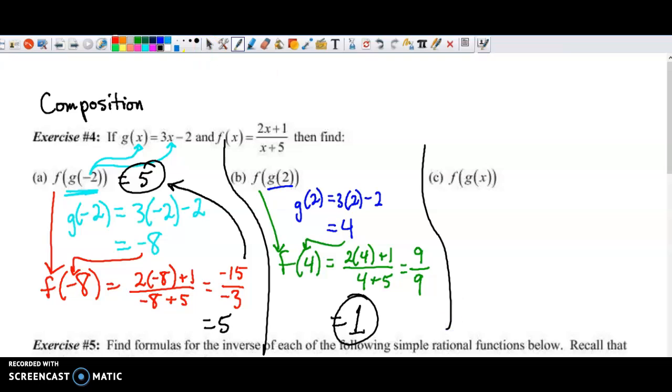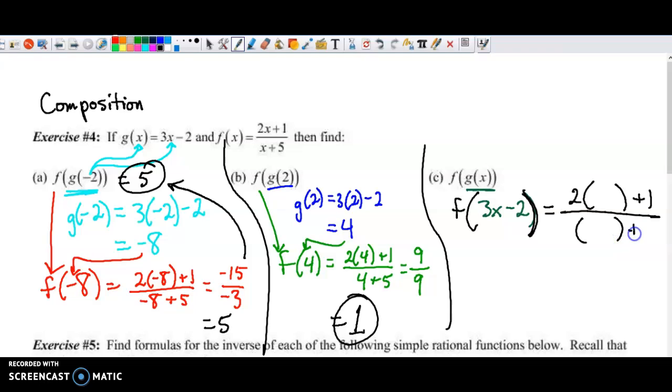So what makes the next one more complicated, in my opinion, is you're not just taking a number and plugging it in for g, you're taking the entire function. So that 3x minus 2 is being replaced in for the x for f of x. So sometimes what you'll see me do is just rewrite f of x without the x's. And what you have to replace those x's with is the function of g, the 3x minus 2.